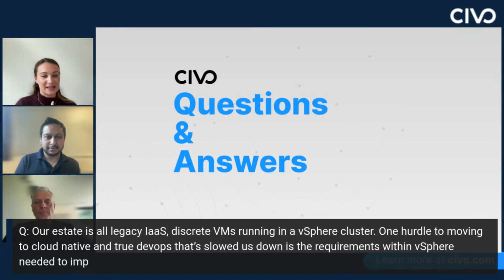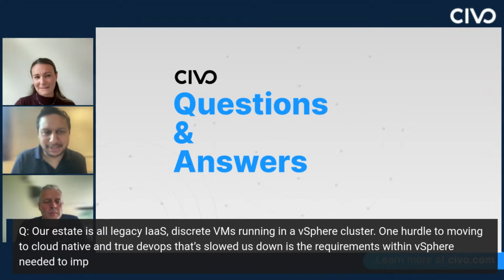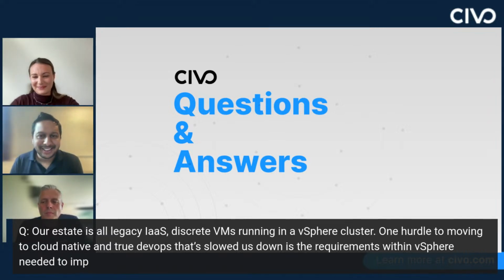Our estate is all legacy infrastructure as a service, discrete VMs running in a vSphere cluster. One hurdle is moving to cloud native and true DevOps that slowed us down. Is the requirements within vSphere needed to implement? I assume that might be implement, would be the guess. Okay.